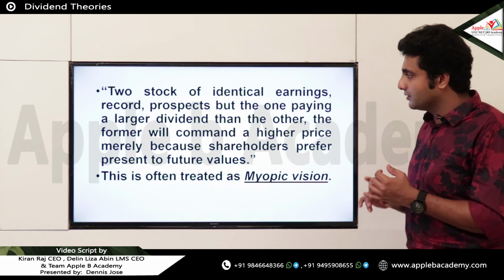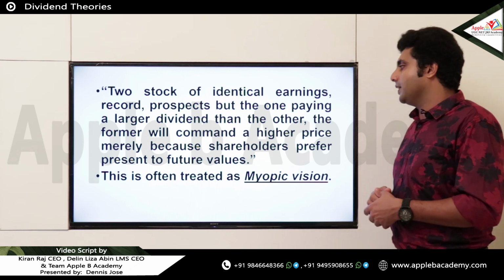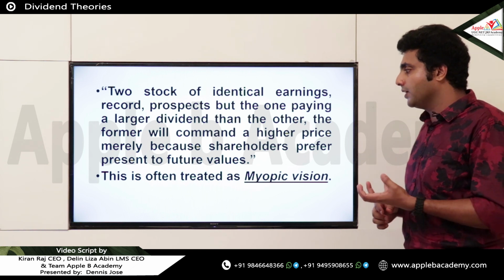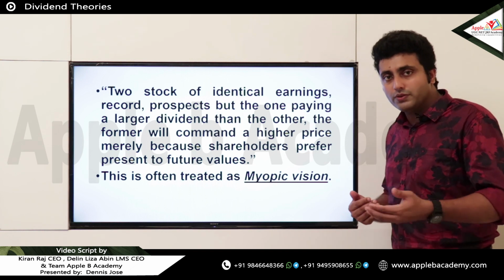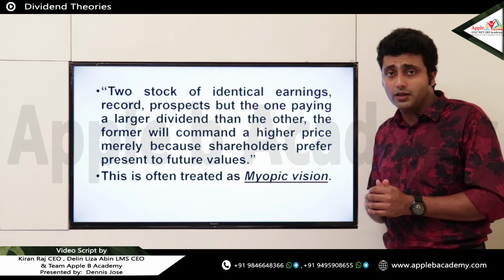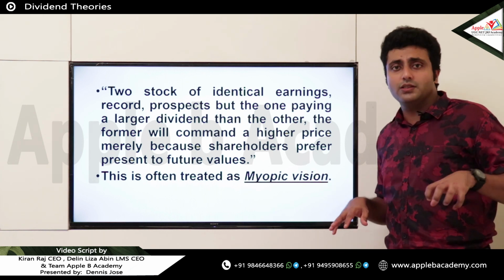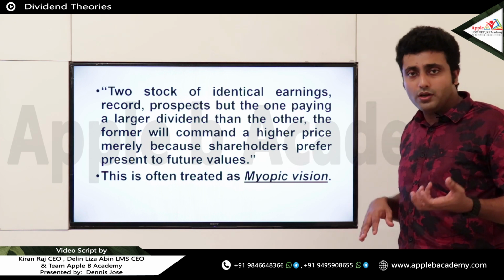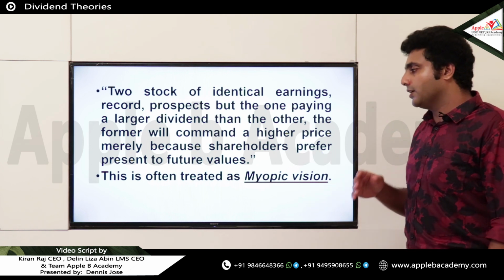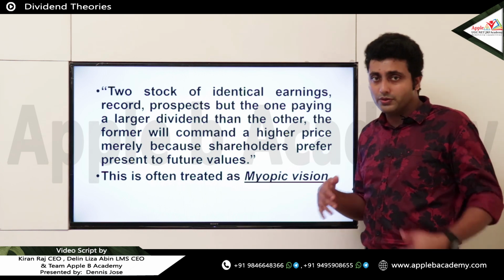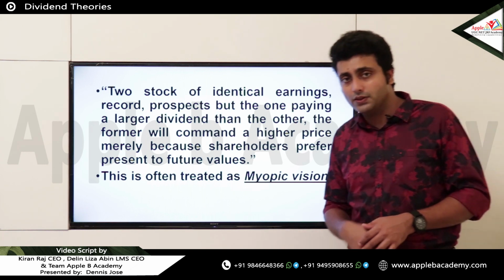Two stocks of identical earnings record and prospects, but one paying a larger dividend than the other. The former will command a higher price merely because shareholders prefer present value to future value. So, this is also a continuation of what we just saw in the bird in hand argument, because of two identical stocks, the one which pays larger dividend today assumes a higher price only because there is certainty in what is being received. So, that may be true, may not be true, because we are risk averse, and that vision is called myopic vision, again connected with Gordon's approach.